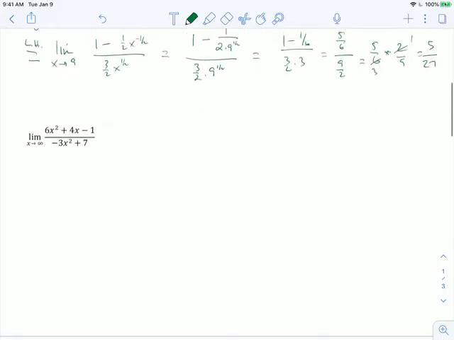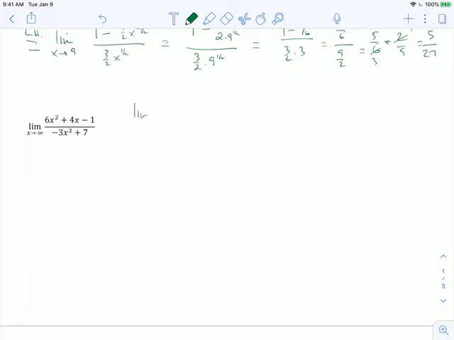Our next example is an infinity over infinity form. If I look at the limit as x goes to infinity of 6x squared minus 4x plus 1, I look at the leading term. As x gets really big, 6x squared is getting really big, and so we would say that this limit is plus infinity. My limit in the denominator is the limit as x goes to infinity of minus 3x squared plus 7. Again, we look at the leading term. X is getting big, x squared is getting big and positive, but we take negative 3 times that, we get minus infinity.